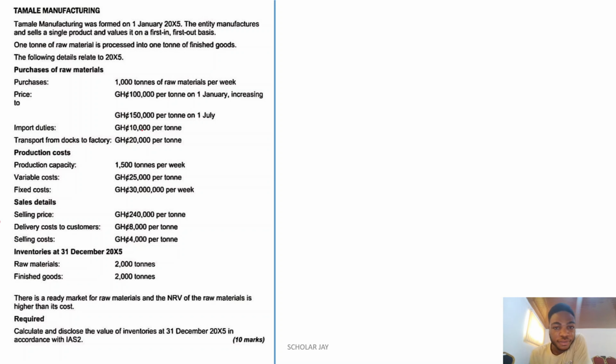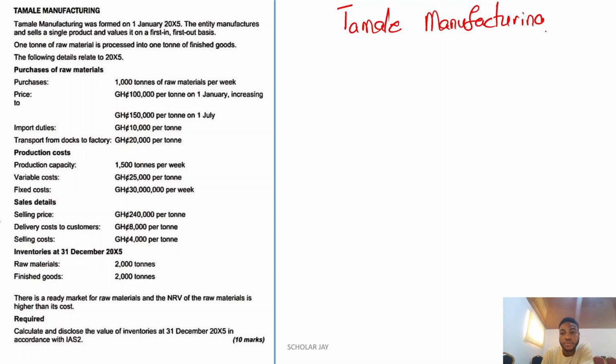Temale Manufacturing. So it's a manufacturing company. Let's take some time to go through the question so that when you are solving, we can just pick the figures and then move on. Temale Manufacturing was formed on 1st January 20x5. The entity manufactures and sells a single product and values it on a first in, first out basis.